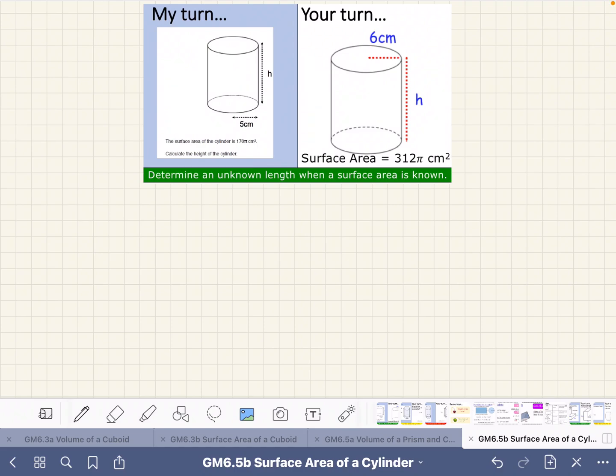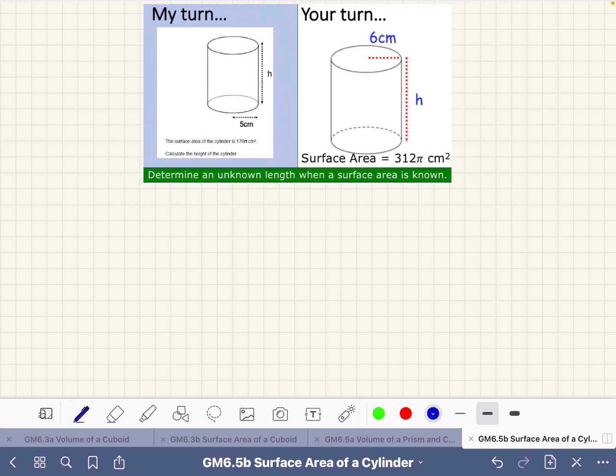In this video, we will combine our understanding of working with pi and also calculating the surface area of a cylinder. If you are unsure, please watch the previous example where we look at giving our answer in terms of pi and also calculating the area of the surface of the cylinder.